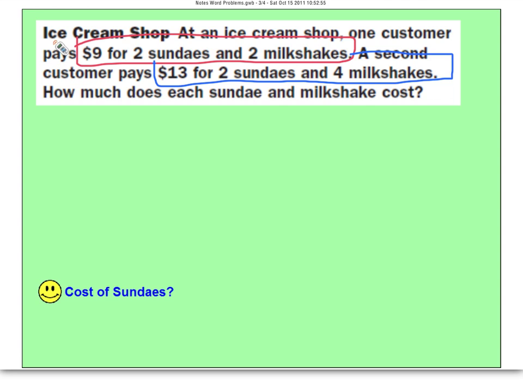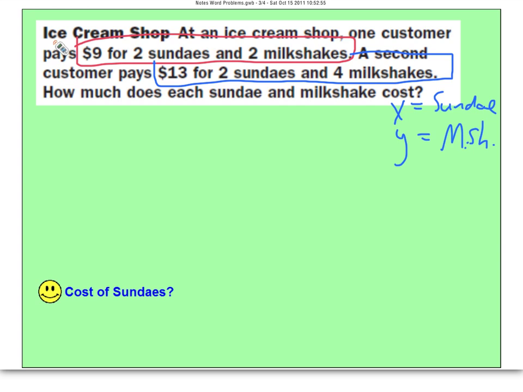What do we need to know? We want to know the cost of the sundaes and the milkshakes. So I'm going to define my variables, and I'm going to use X and Y. I was going to use S and M, but I don't like using an S because my S's tend to turn into 5s, and I think they're a number. So I'll just put sundaes and then milkshake, abbreviated there.